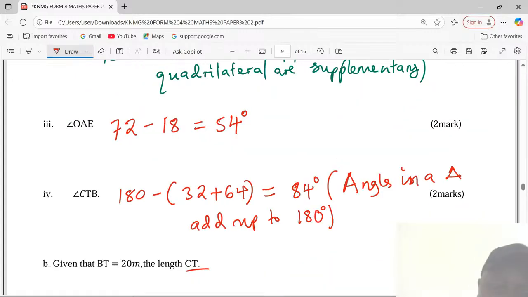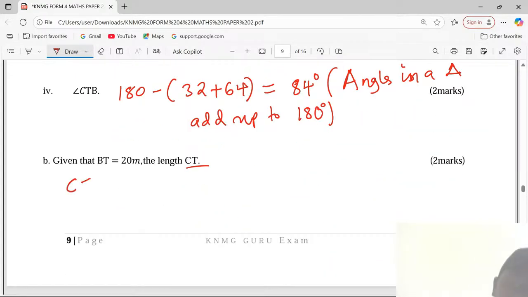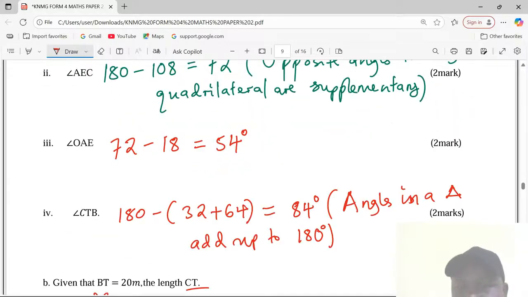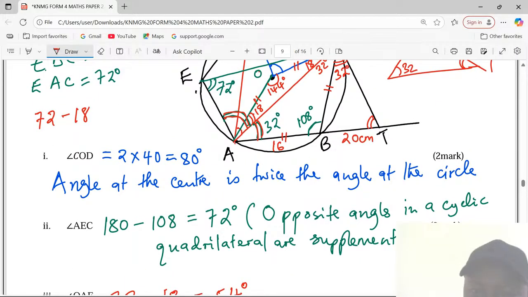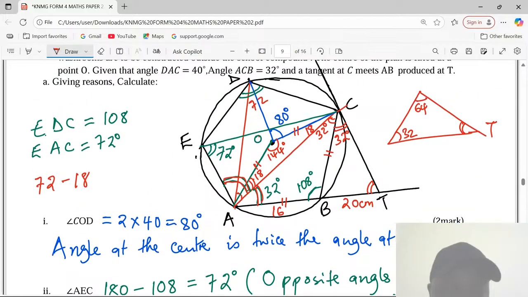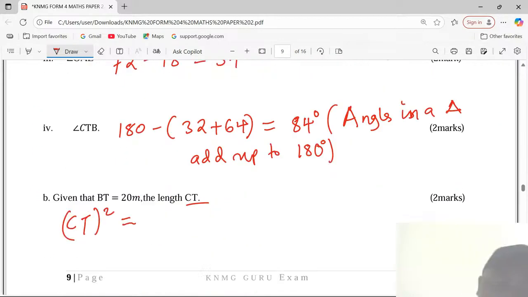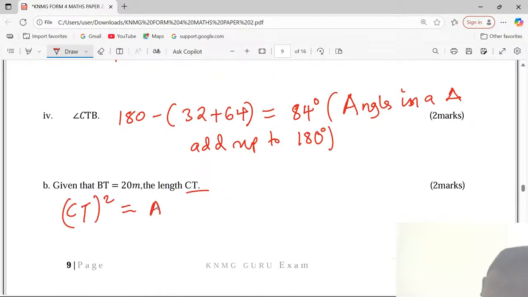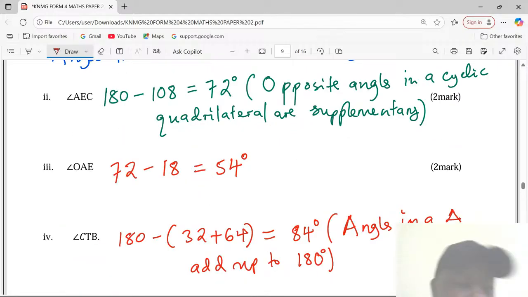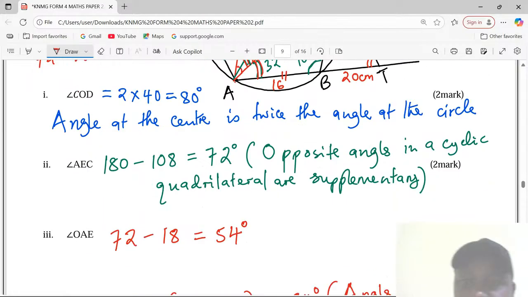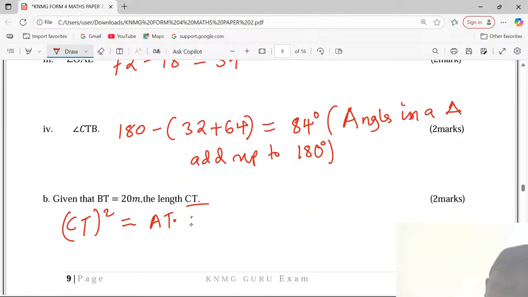When we take the tangent squared, CT, we square this length, we should get the same as when we take the whole of the tangent that they are meeting externally, which is AT. So the whole of AT multiplied by the outer portion of AT, which is BT in this case.